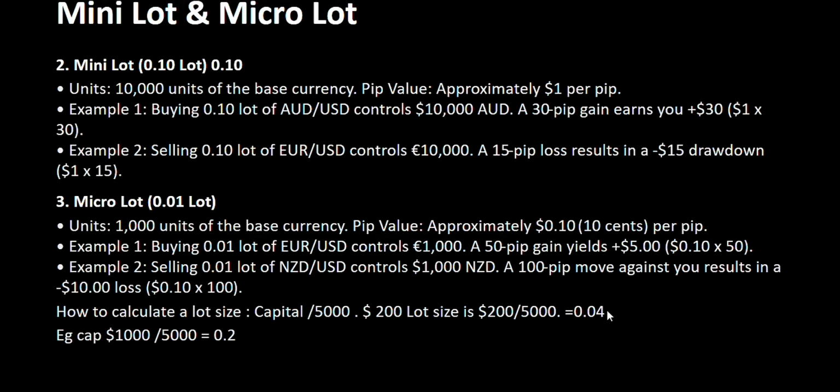Looking at it, this falls into our micro lot size level. Your 200 is not even up to the mini lot size level. So when you divide your capital, 200 by 5,000, you have your lot size. Then when you have 1,000, you say 1,000 divided by 5,000, and you've moved to mini lot size. You're going to take your trade on mini lot size. That is 0.2. You understand?